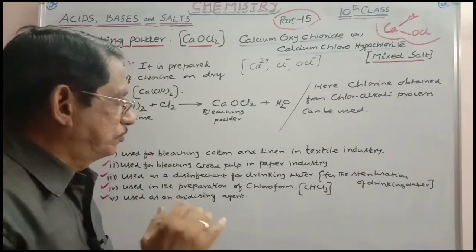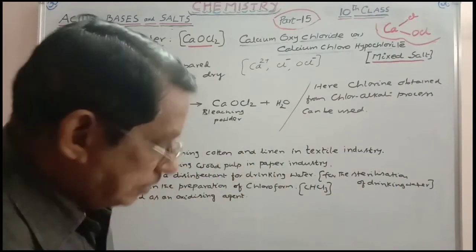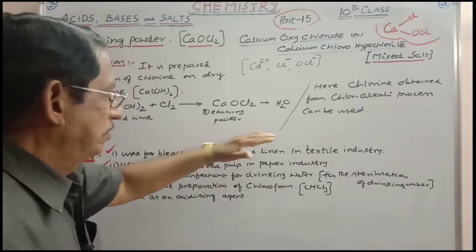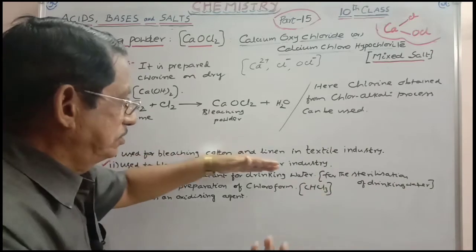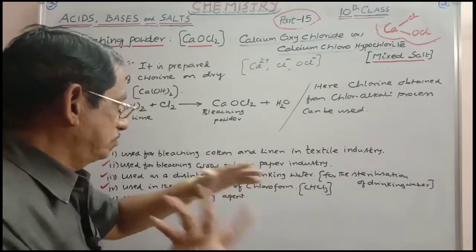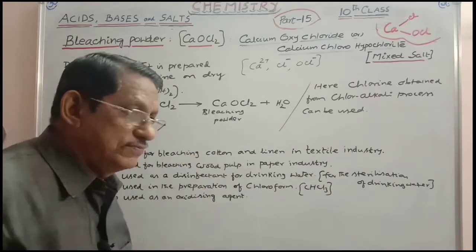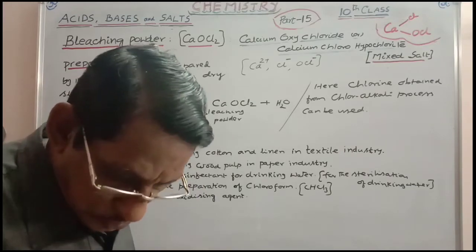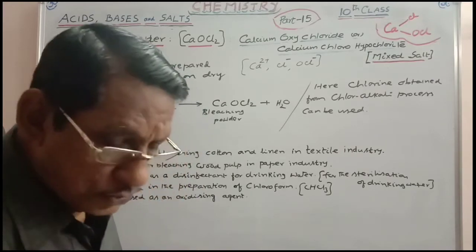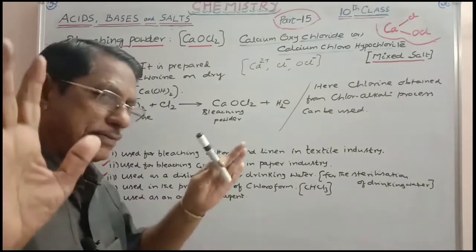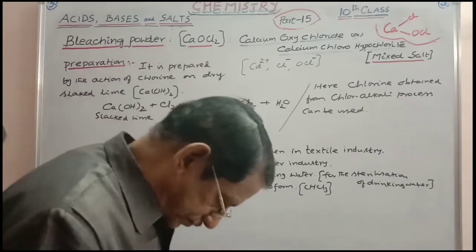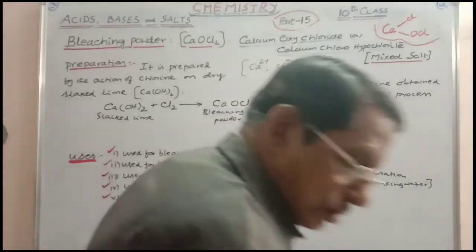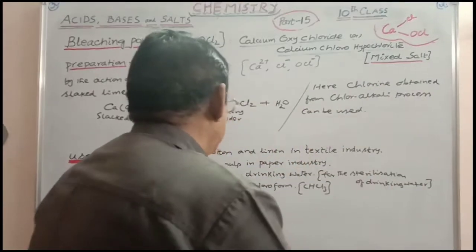Now I want to proceed further. Reasoning for these uses. What is meant by bleaching? How is it used for bleaching? And how is the sterilization of drinking water taking place? How is chloroform prepared? How is oxidizing agent functioning is there? If you want to know all these, when bleaching powder is dissolved in water, what is going to happen? That you have to know. So I am taking vacant space here.